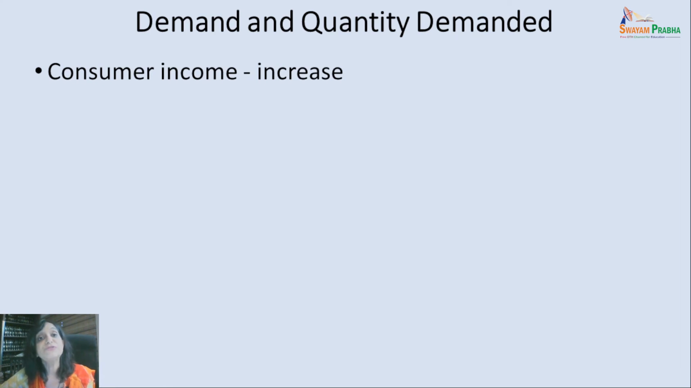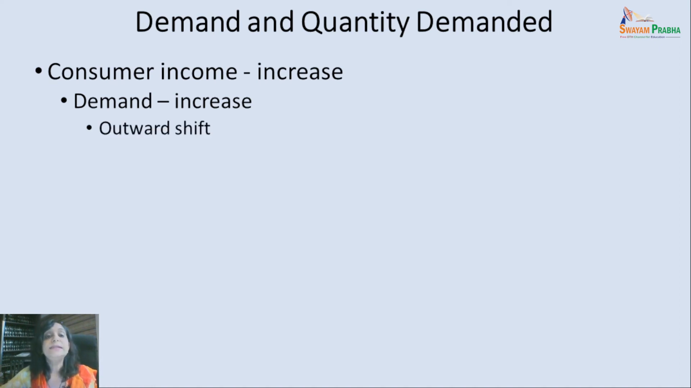Why may it have shifted outside? Because consumers' income increases. People have a greater ability to pay. So when they have a greater ability to pay, at the same price level, they may be willing to buy more. Hence, the demand increases. This increase in demand leads to an outward shift of your demand curve, as we have just seen in the previous slide. Second reason may be population increases.